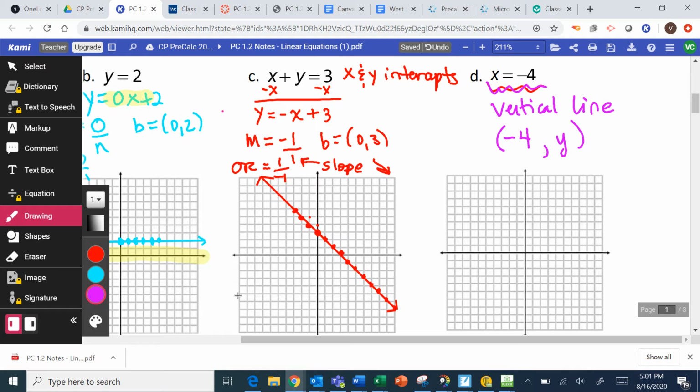So the x-intercept would be negative 4, and every single other x coordinate, if I made a chart, would be negative 4, no matter what y was. And then when we look at that, it would make a, I said negative 5, it would make a vertical line.